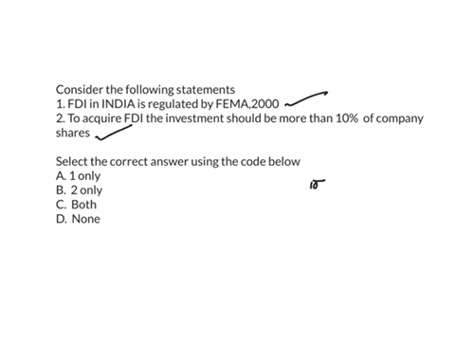If the company's share value is around 100 crore, then 10% of this is 10 crore. We call it FDI when the investment into the company is more than 10 crore, that is 10% of the company shares. So this is also the correct statement and the answer is C, both.